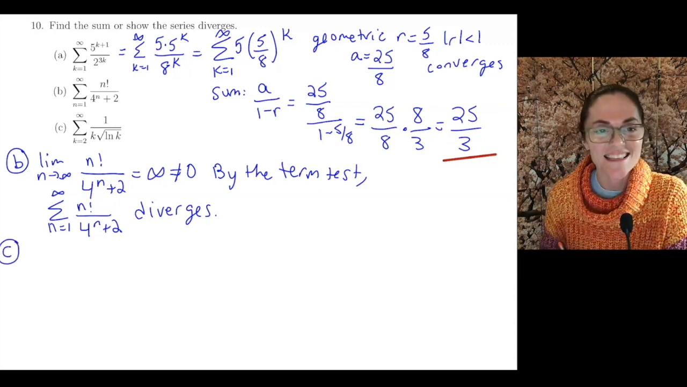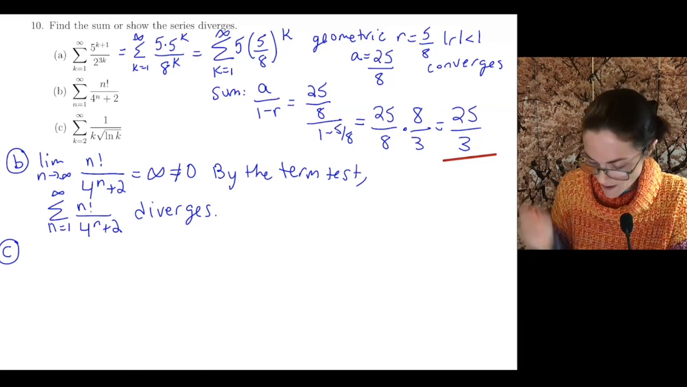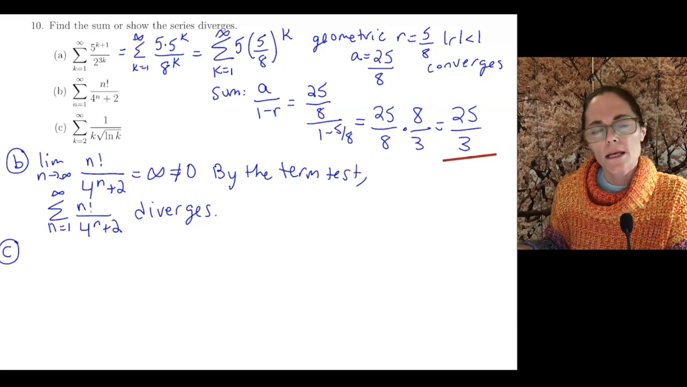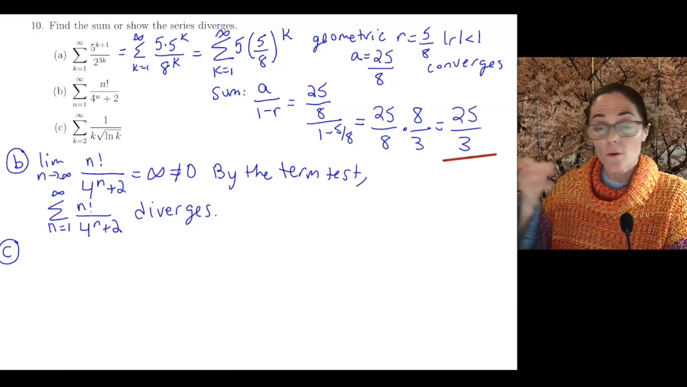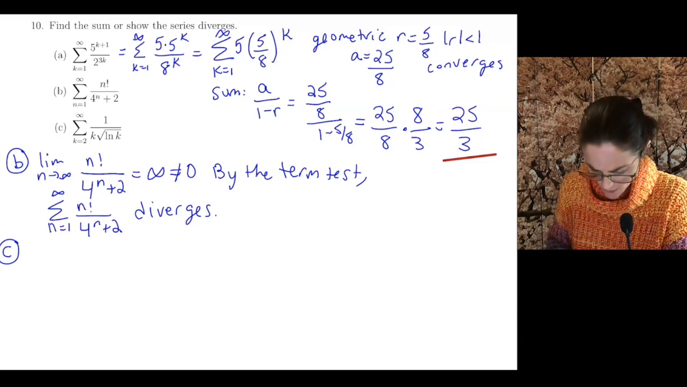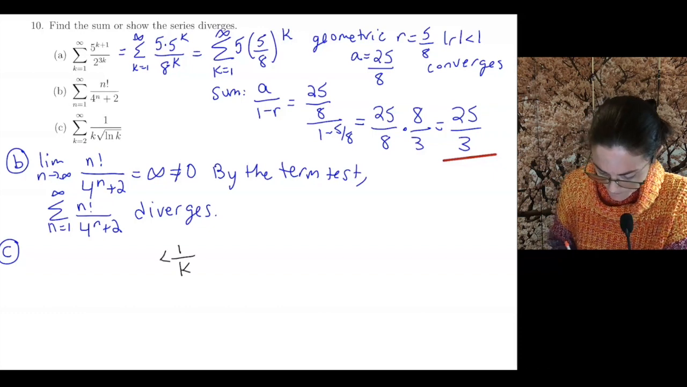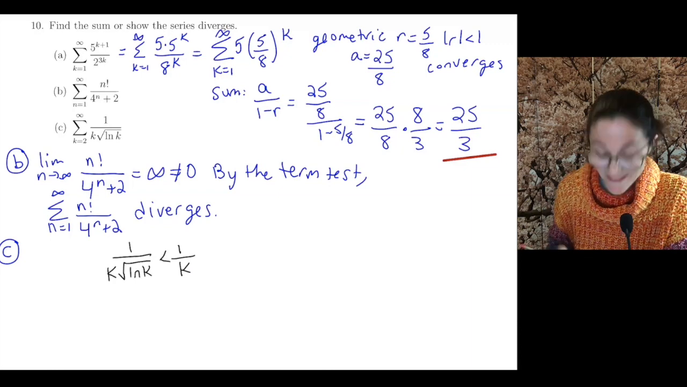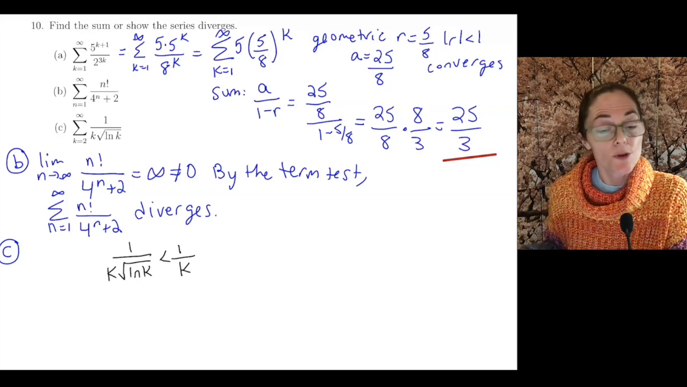Okay, part C, and this is the last one for the review. Well, I really like this series. It's quite interesting. Just as a comment, you might think comparison, because we see a k and 1 over k, the harmonic series. But this square root ln k, for k large, will be bigger than 1, and so we would have this less than something divergent, term by term. You can't use direct comparison.